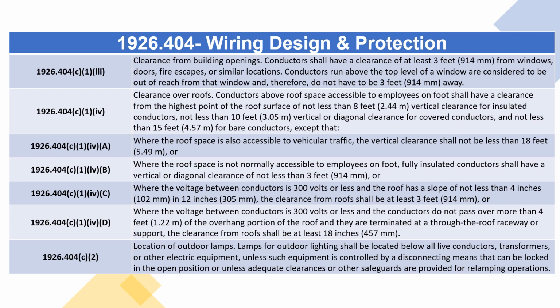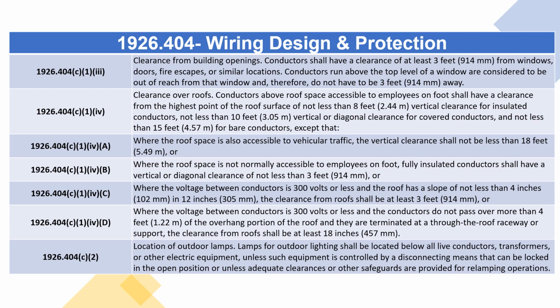1926.404(c)(1)(iv)(A) through (D): where the roof space is also accessible to vehicular traffic, the vertical clearance shall not be less than 18 feet, 5.49 meters; or where the roof space is not normally accessible to employees on foot, fully insulated conductors shall have a vertical or diagonal clearance of not less than 3 feet, 914 millimeters; or where the voltage between conductors is 300 volts or less and the roof has a slope of not less than 4 inches, 102 mm, in 12 inches, 305 mm, the clearance from roofs shall be at least 3 feet, 914 mm; or where the voltage between conductors is 300 volts or less and the conductors do not pass over more than 4 feet, 1.22 meters, of the overhang portion of the roof and they are terminated at a through-the-roof raceway or support, the clearance from roofs shall be at least 18 inches, 457 millimeters.